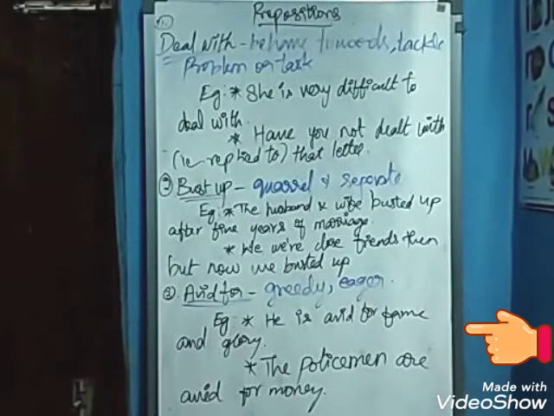So here, he is avid for fame and glory, he's so greedy and eager to get more fame and more glory. And the next one is, the policemen are avid for money. And this is not to offend anybody, but it is a common statement. Like, always we can see the policemen, sometimes they are getting bribes from persons who drive vehicles or two-wheelers. It is a common statement, just to tell the meaning here. So the policemen are avid for money. They're not satisfied with their own salary, so they want more from others. So that is what it actually means. They are so greedy and so eager to get money.